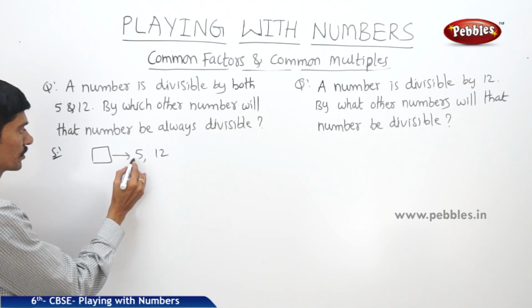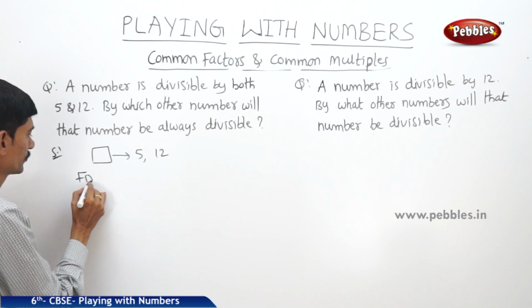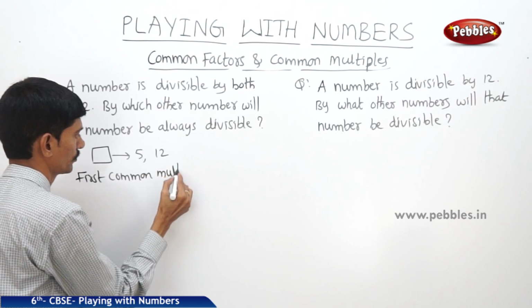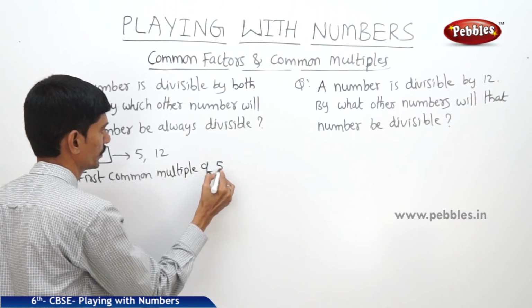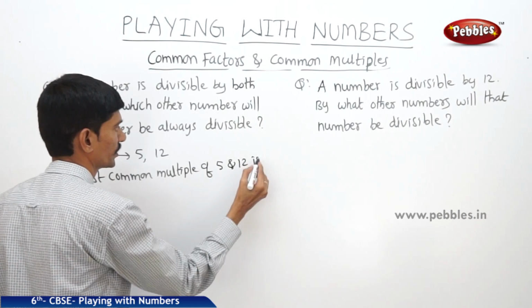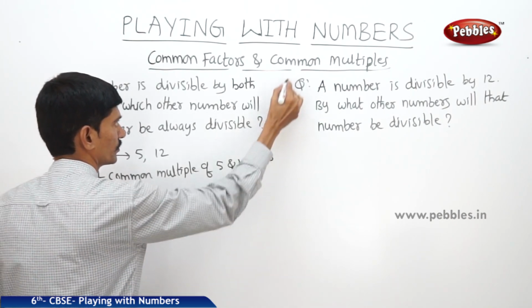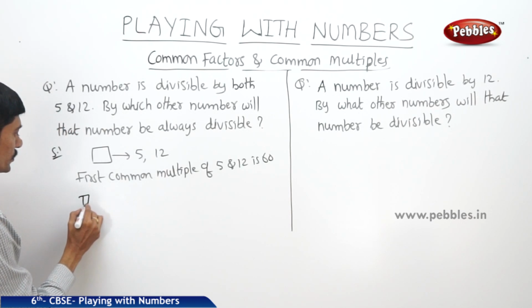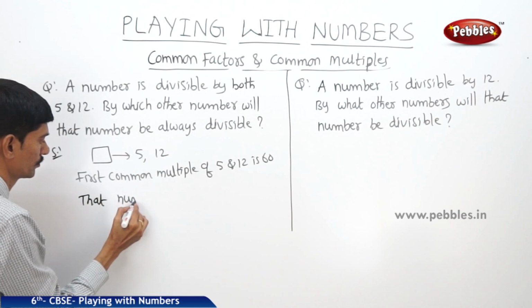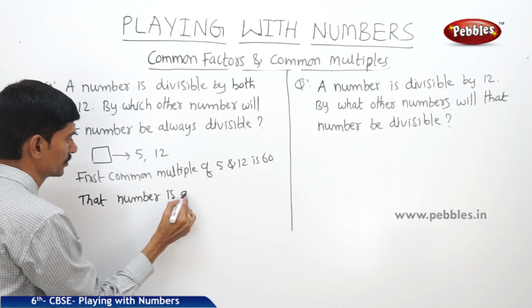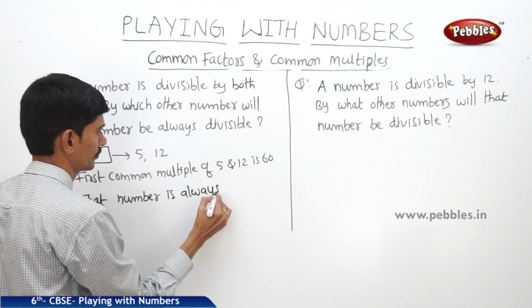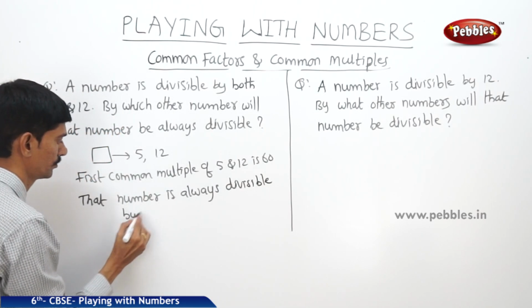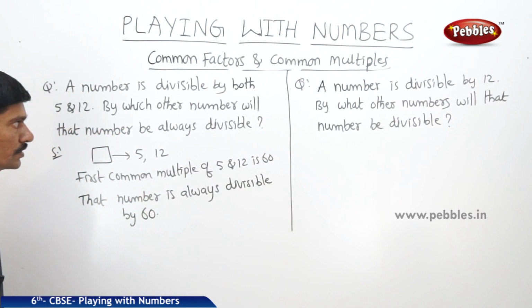The first common multiple of 5 and 12 is their product. 5 into 12, 60. So then that number is always divisible by 60.